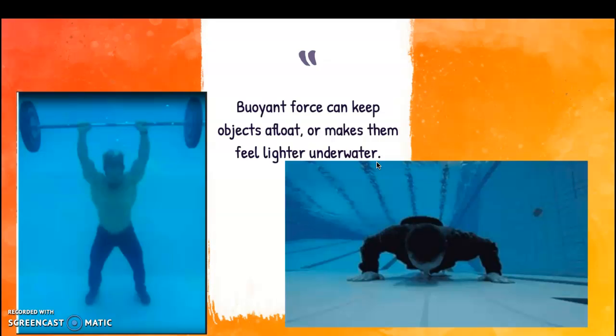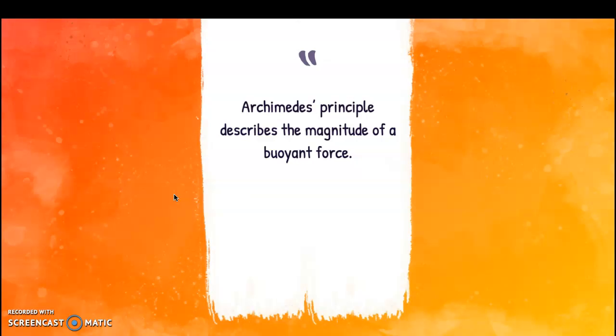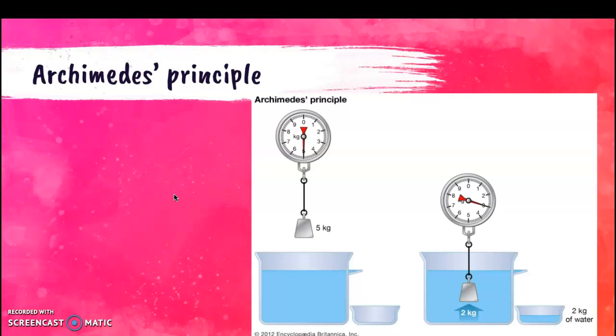So gravity still acts on this guy doing push-ups and still pulls just as hard. Gravity still acts on this barbell and still pulls just as hard, but something else is pushing upward, and that something else is called the buoyant force. Archimedes' Principle is the equation we use to calculate the buoyant force, and how much lighter something feels. Several things we could calculate with it. Here's Archimedes' Principle in general.